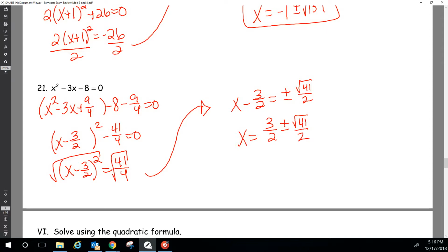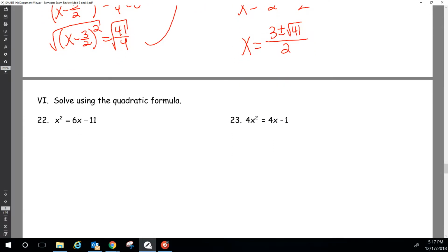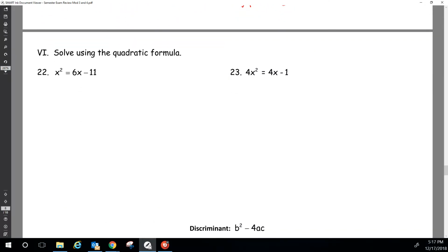Keep in mind, it's multiple choice, so you might see it this way. You could also see it, just like on a PSAT, you could also see it this way on a PSAT, where they put it all over 1, 2. In fact, I would say this way is more common if they have a common denominator than you would see it that way. All right, number 6, or part 6, we are solving by using the quadratic formula.